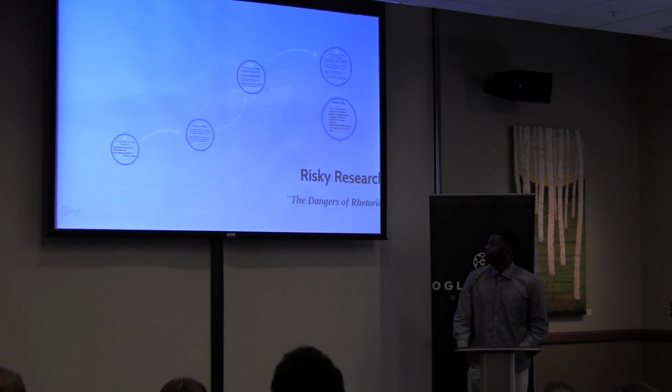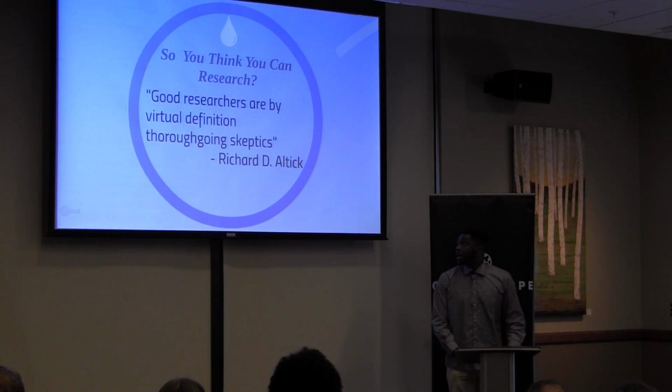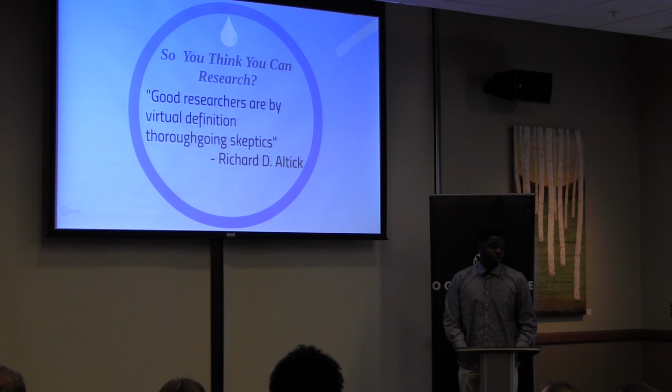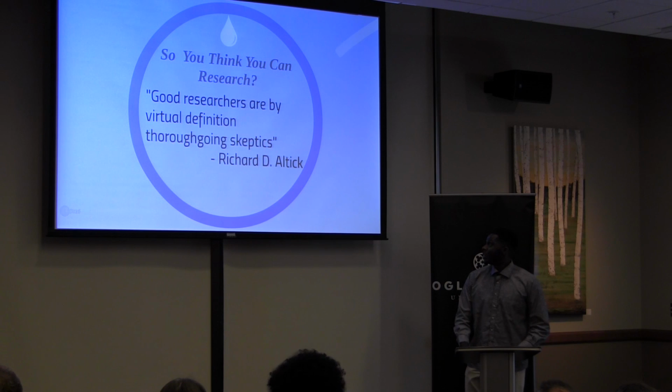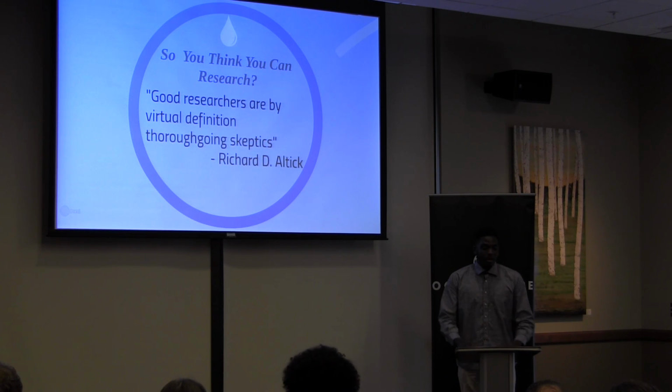So we'll start with the first slide. So you think you can research. One of the texts that we are using in our current class is Richard Diedricks' The Art of Literary Research, and he begins with all these really wonderful, scholarly, meaty quotes. Like, good researchers are, by virtual definition, thoroughgoing skeptics. And so what this means is that when you're doing research, when you're looking through archives, when you're reading any material, you're not simply reading it to learn a hard fact or an established fact that can't be tested, that can't be questioned.